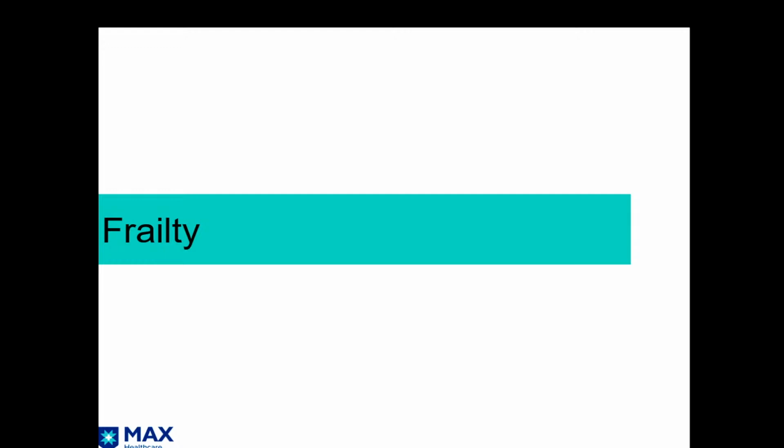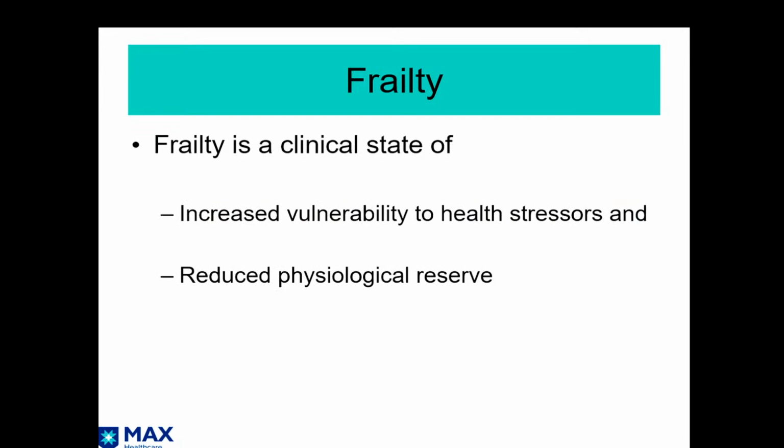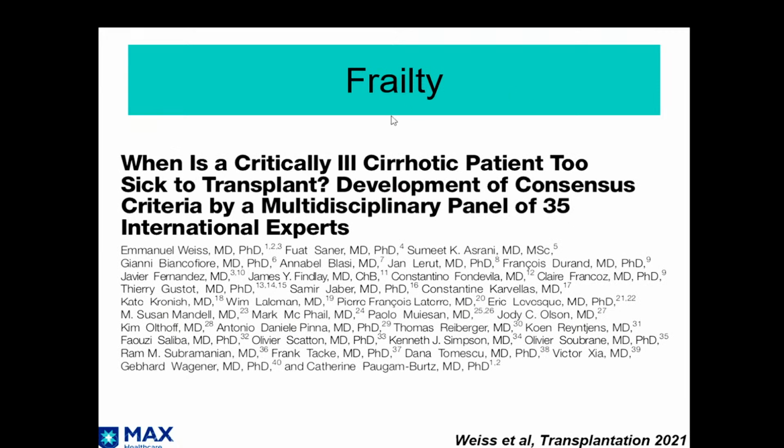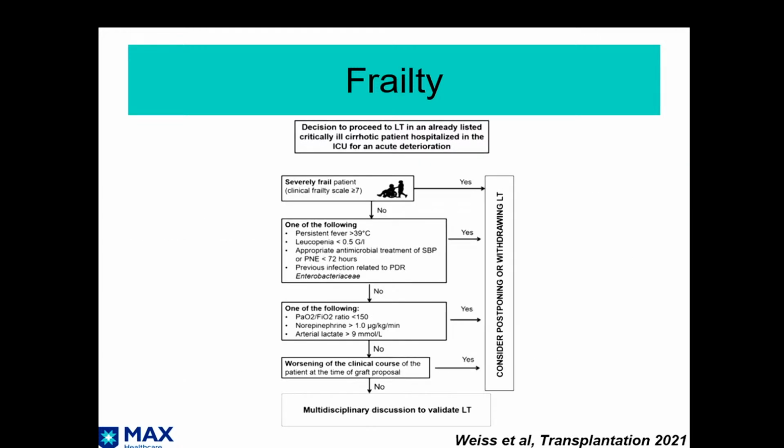Coming to frailty. You all heard that frailty is a clinical state of increased vulnerability to health stressors and it represents reduced physiological reserve. So when we were discussing the futility of transplant, this paper kept coming up. When is a critically ill cirrhotic patient too sick to transplant? So this was a consensus from the West. And the first thing they said was, if the patient is severely frail, that is a clinical frailty scale of more than 7, he doesn't go for transplant. That was their first thing in the algorithm.